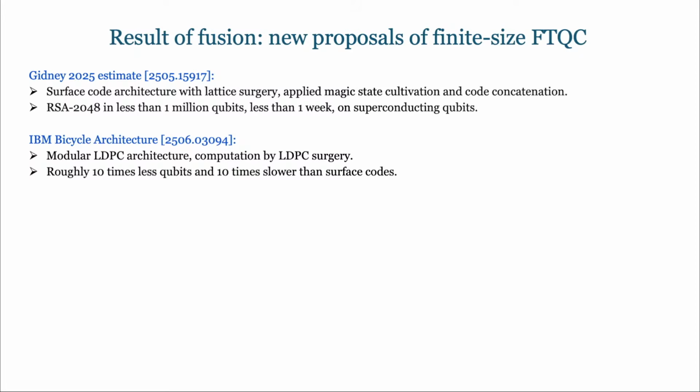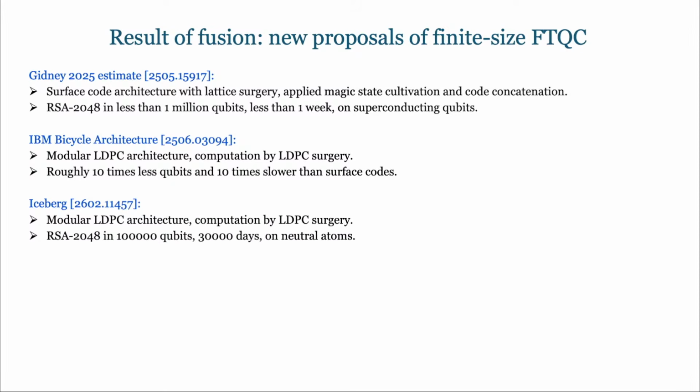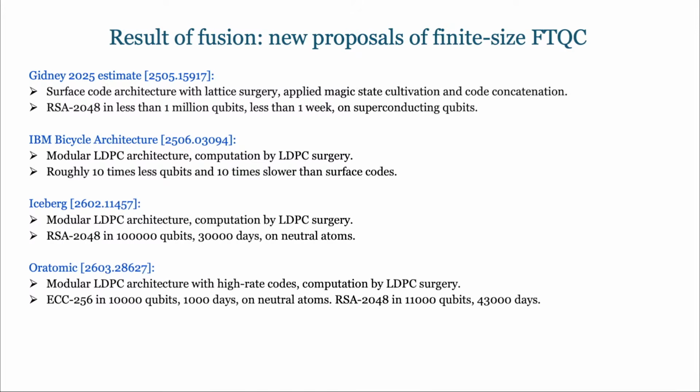Now, more recently, a startup company called Iceberg announced that they intend to break RSA 2048 with 100,000 qubits on a neutral atom device. But to implement this factoring algorithm, it would take 30,000 days with standard assumptions. That's a lot of days. Shortly after that, the startup company Oratomic announced an even more surprising result: they estimated that breaking ECC 256 can be done with 10,000 qubits in 1,000 days on a neutral atom computer. RSA 2048 can be done with 11,000 qubits and 43,000 days, okay? Also on a neutral atom computer.